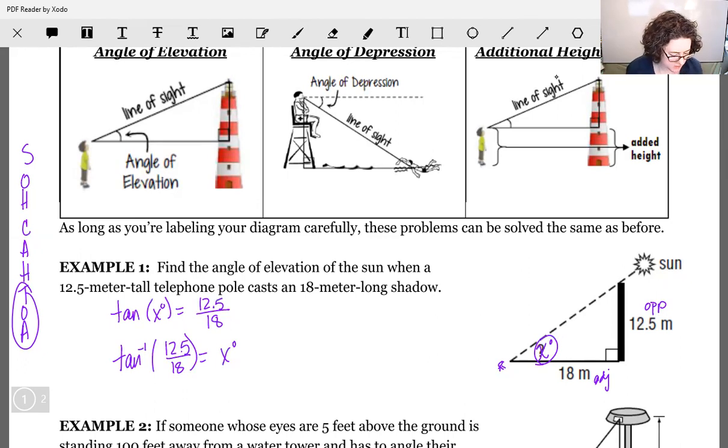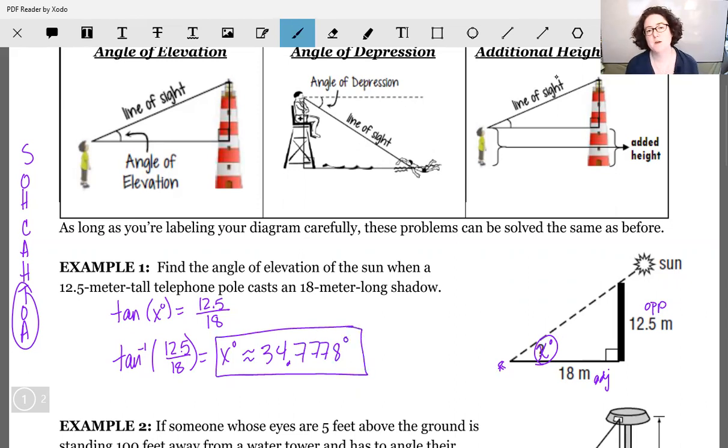But tan inverse of 12.5 divided by 18, I'm getting approximately 34 point. Let's see, it doesn't say how far we have to round. So when in doubt, I always go to 4 decimal places just to make sure that I'm super accurate. So I'm getting X is approximately equal to 34.7778 degrees. Alrighty, again, just a trig problem, same thing as what we did last lesson. So let's look at number 2.